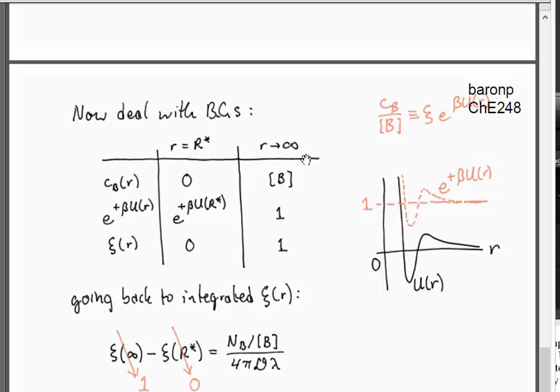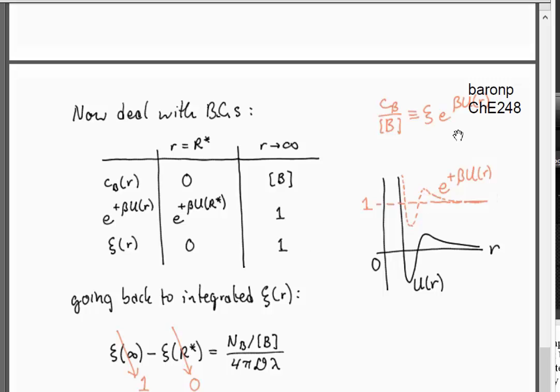We can do the same kind of analysis over here. The concentration in the bulk has to go to the bulk concentration as I go to infinity. I know my Boltzmann factor with my potential of mean force has to go to 0. E to the 0 is going to be 1, and that says that xi is just going to be the bulk concentration divided by the bulk concentration out at infinity, which just gives me a ratio of 1.